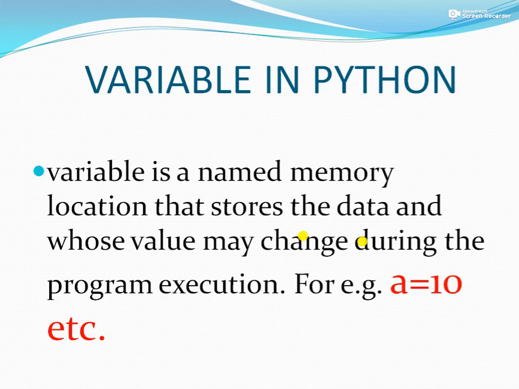Okay, and the equal to sign is called the assignment operator. The values are assigned to a variable using the assignment operator. So here we are assigning 10 to the variable a.